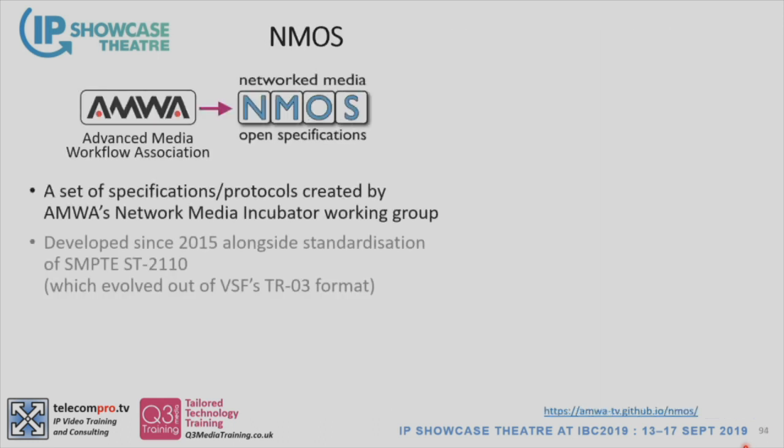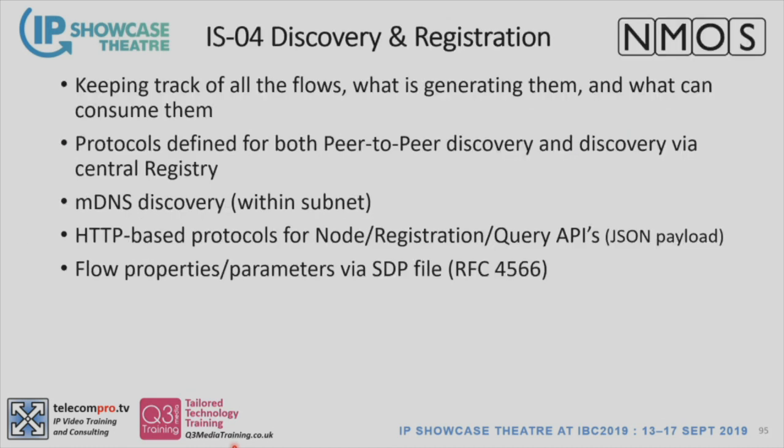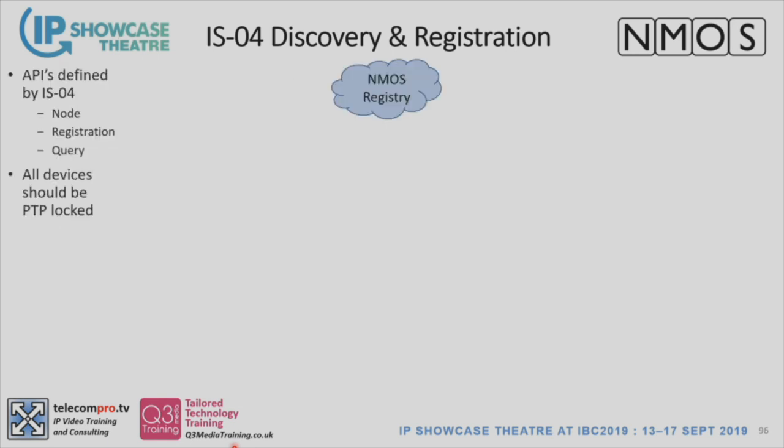So a key part of making a media network work is NMOS. This has come out of the work from AMWA, which again came out of JTNM-based work called the reference architecture that was published 4 years ago now at IBC, 2015. And these are all open. You can go to the website and see them. The ones that have had the most work are IS-04 and 05. IS-04, discovery and registration. How do you identify things on a network and find them? So it's a set of protocols about how devices should work on a network.